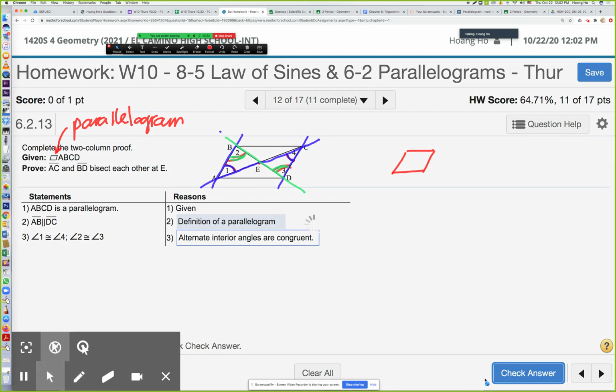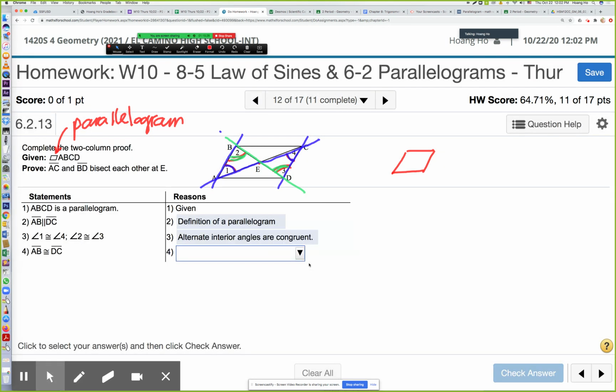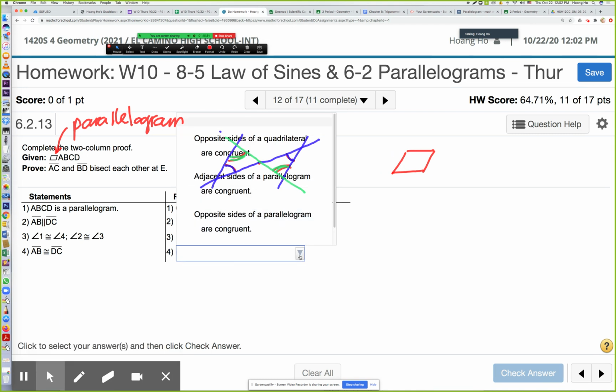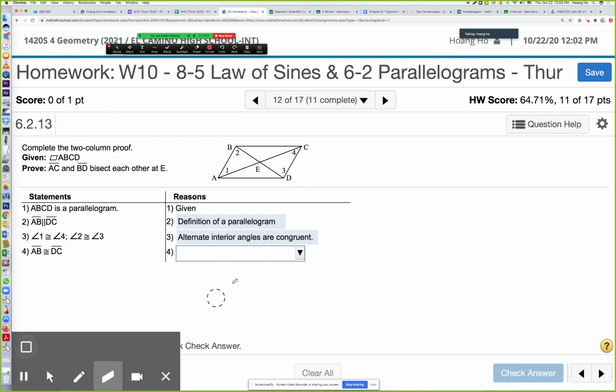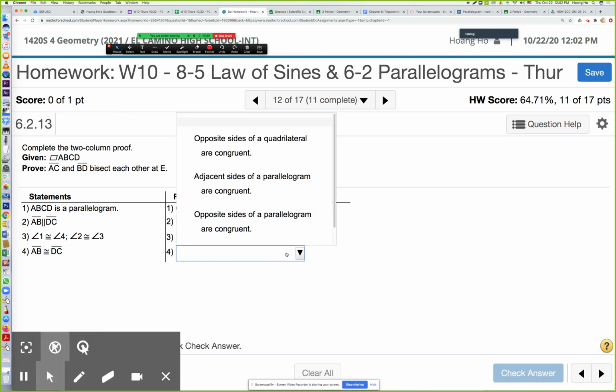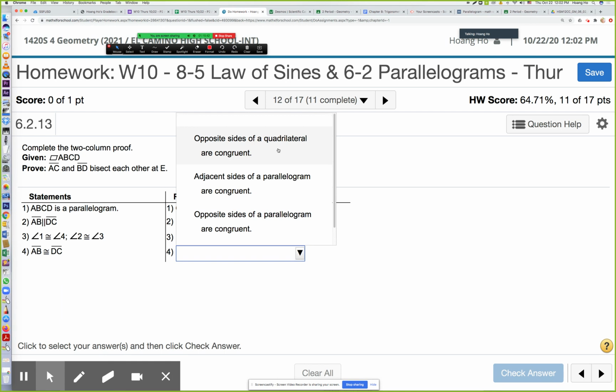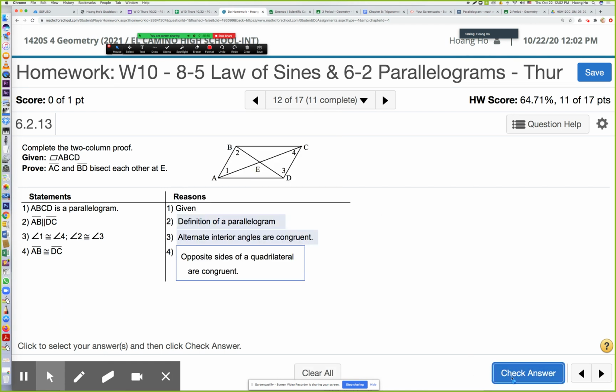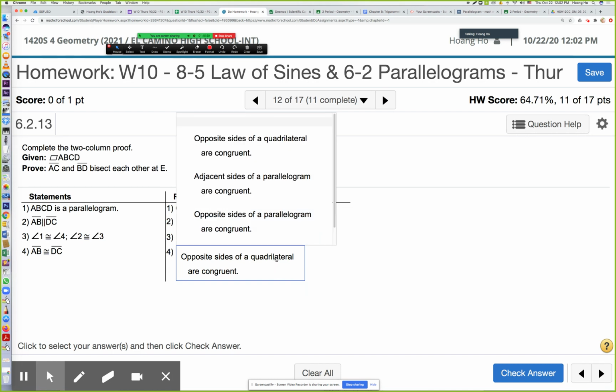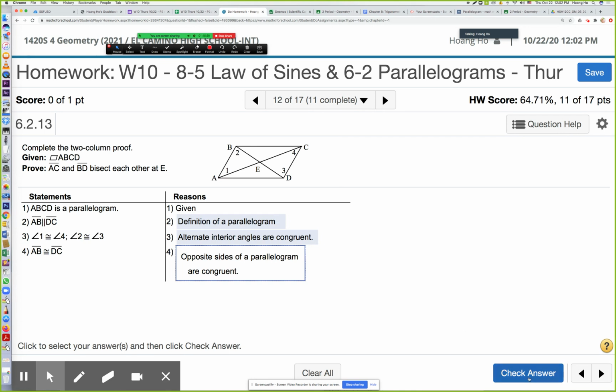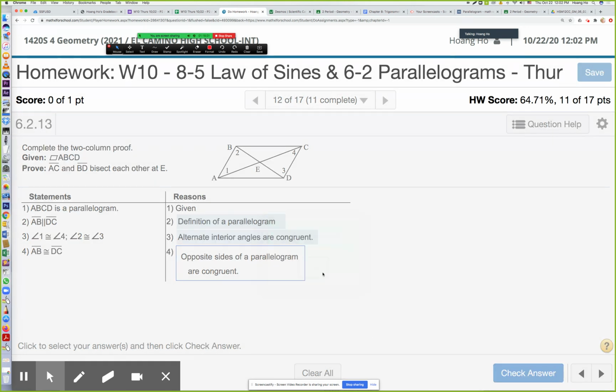So let's check right there. What happened? AB equals DC. That's the property of parallelogram. What's the option here? Property: opposite sides of a parallelogram are congruent. I just chose quadrilateral, so let's choose correctly here.